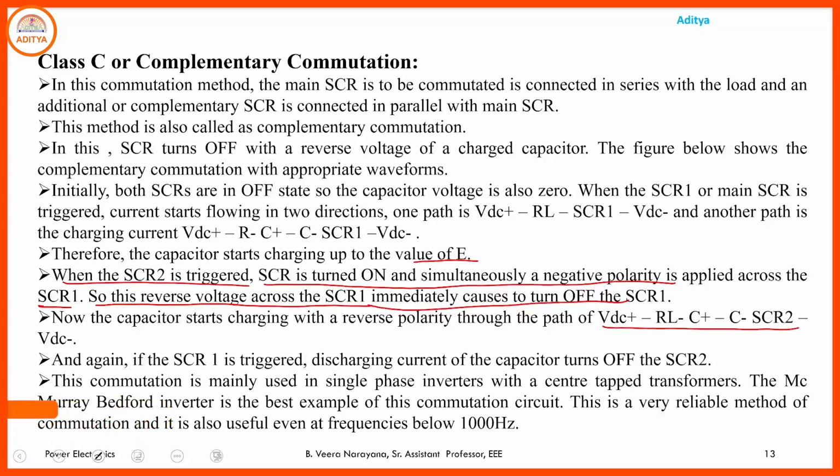This type of application is mainly used in McMurray-Bedford inverters. In McMurray-Bedford inverters, we mainly use this class C, or complementary, commutation. This is a very reliable method and it is used even at frequencies below 1000 Hz. So in McMurray-Bedford inverters, we simply use class C or complementary commutation.